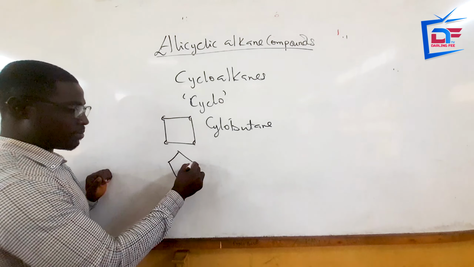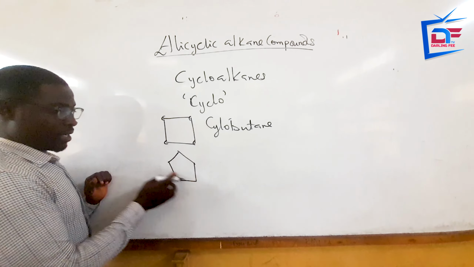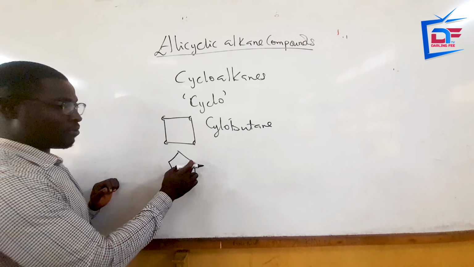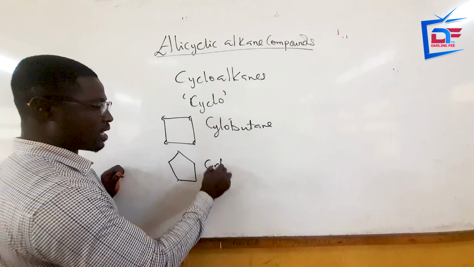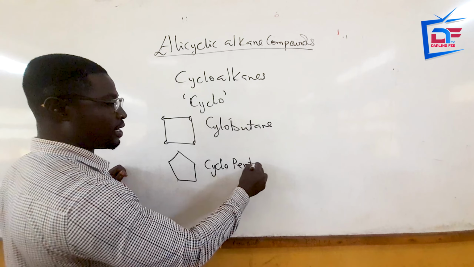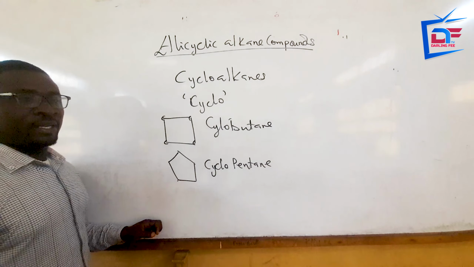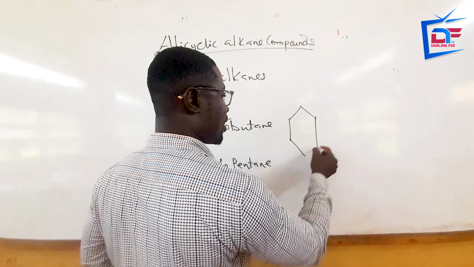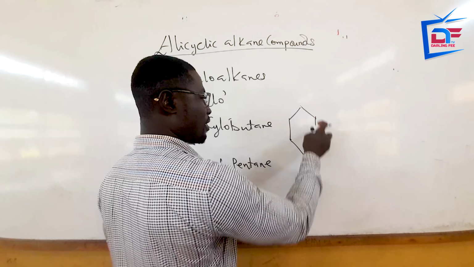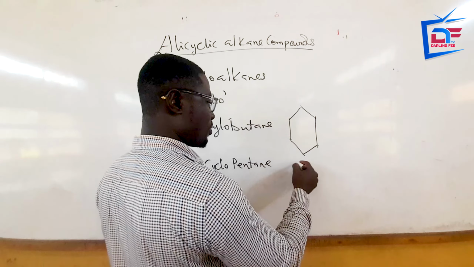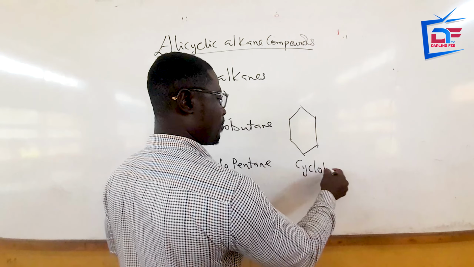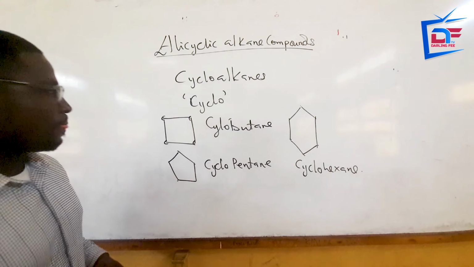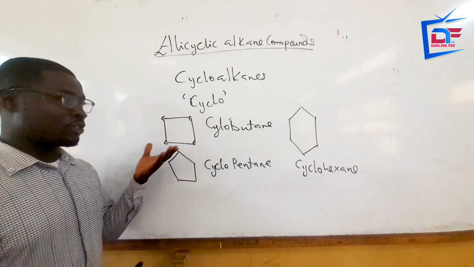Let's pick another one. We can also have something like this. Counting the number of carbons, that will give us 5. 1, 2, 3, 4, 5. So this will give us cyclopentane. Let's do more. What about if you have 6 carbon atoms? So we have 1, 2, 3, 4, 5, 6. That will give us cyclohexane.